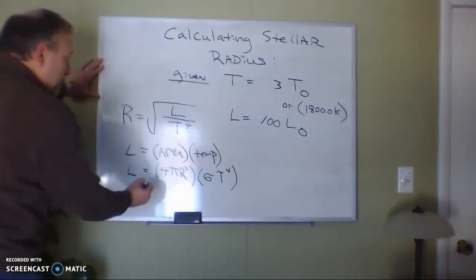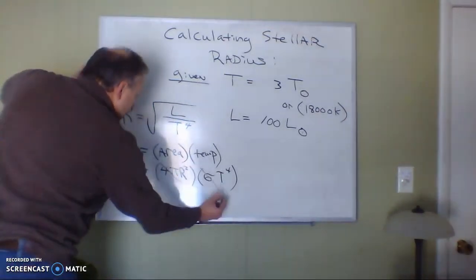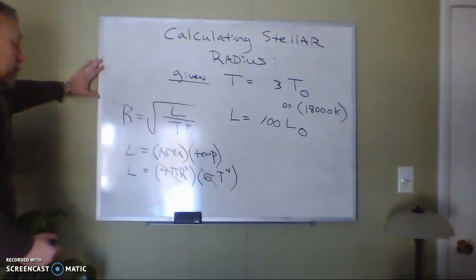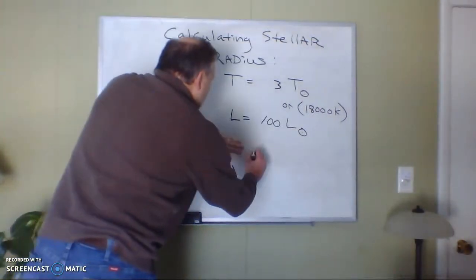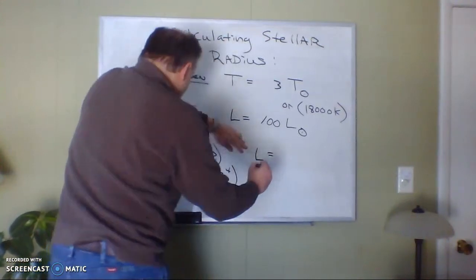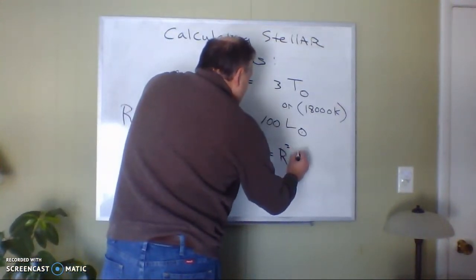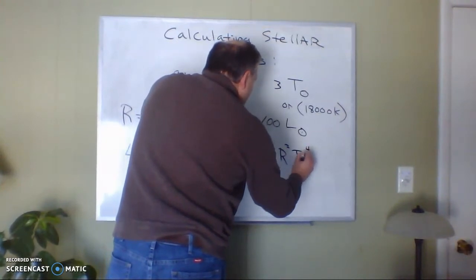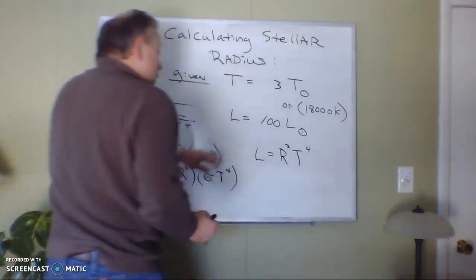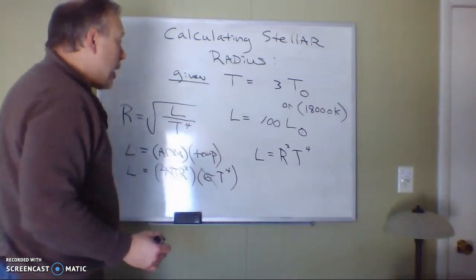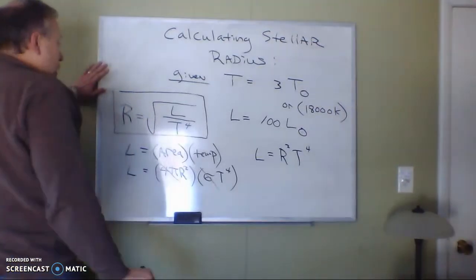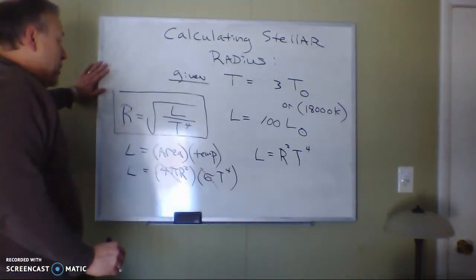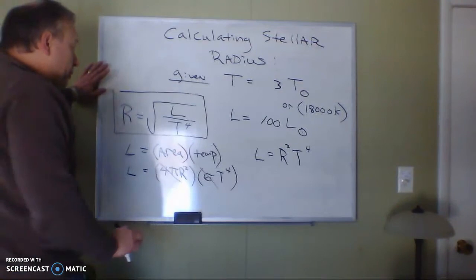Now we can get rid of these constants, the 4 pi and the sigma, if we're going to express L, R, and T in terms of values of the sun. And the law then simplifies to L equals R squared times temperature to the fourth power. And if we solve that relationship for R, then we get what I started with here, that the radius is equal to the square root of the luminosity over temperature to the fourth power.